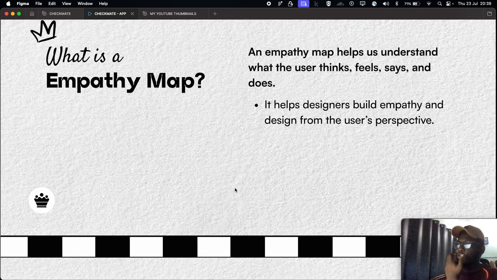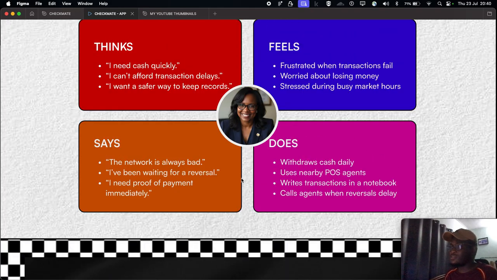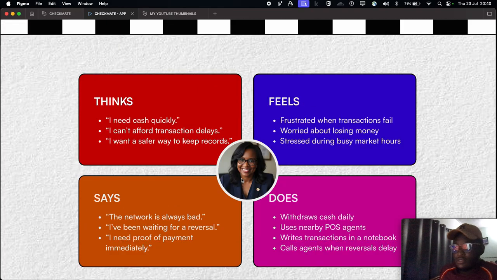So moving on, an empathy map, as I said, helps you to know what a user thinks, feels, says, and does. And this is what an empathy map looks like. You get, what you are thinking, what you are feeling, what you're saying, and what you're doing, right? And for thinking, we can say, oh, Amina is thinking, I need cash quickly, I can't afford transaction delays, it's affecting our business, I want a safer way to keep records. And the way she feels right now is she's feeling frustrated. As a market trader, she wants to be able to do all these things, but she can't do them.